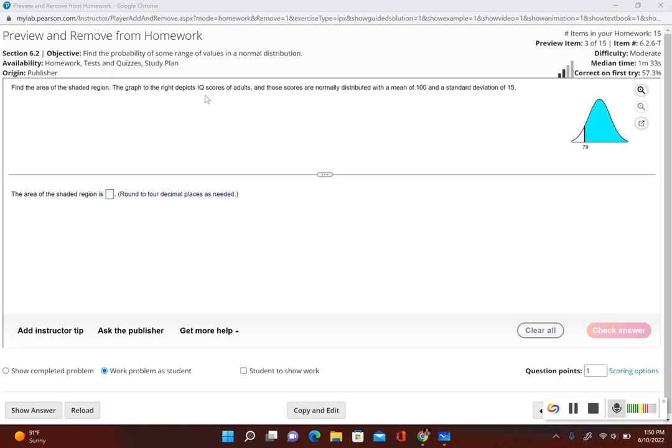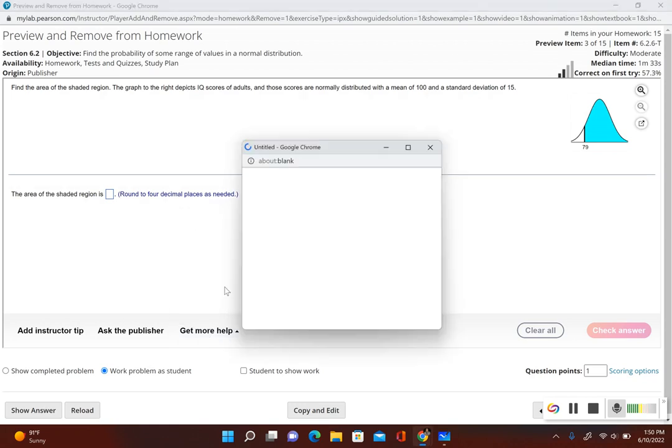The graph to the right depicts IQ scores of adults, and those scores are normally distributed with a mean of 100 and a standard deviation of 15. So now we don't have a mean of 0 and a standard deviation of 1. So this is a non-standard normal distribution. So let me go ahead and open up Statcrunch.